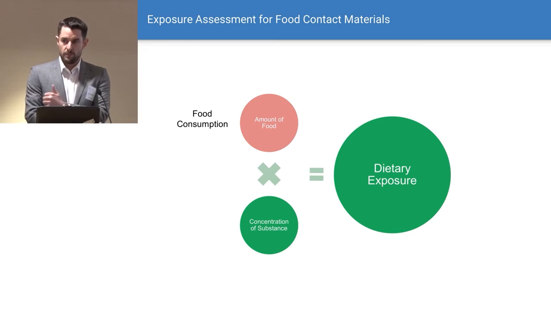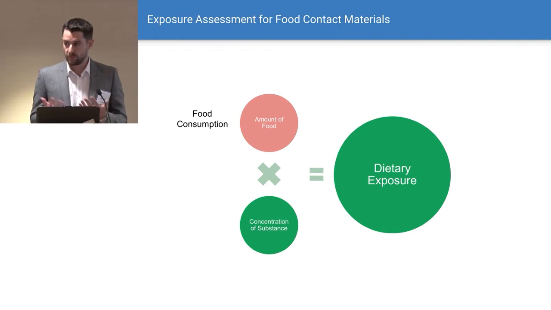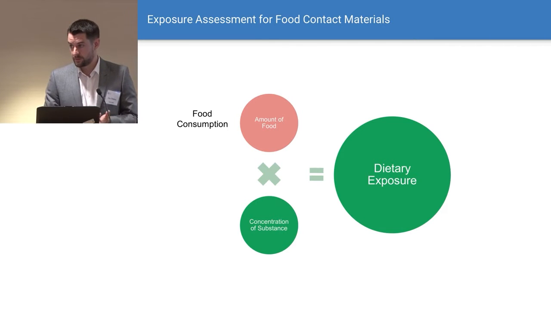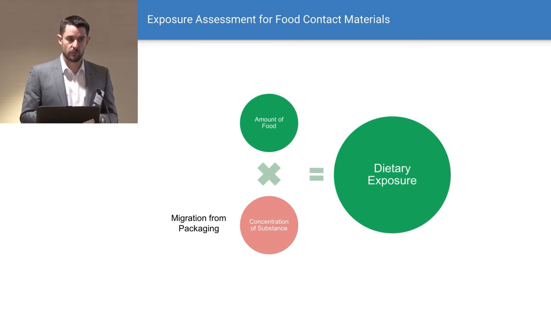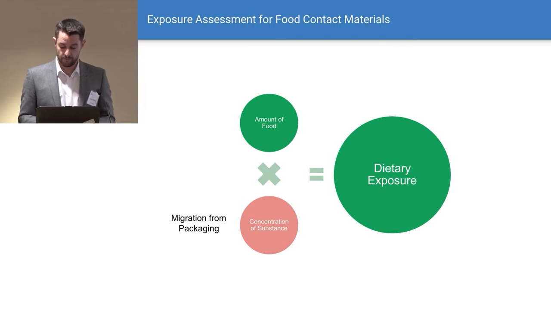So the amount of food, you want better data on food consumption. You don't want to just assume that people are consuming 1 kilo of food, or I think it was 3 kilos for an adult in the US model. And similarly, there's default factors for infants and so on. So you want better data for this. And equally, you want to know better what the level of migration from packaging is, and you want to have a realistic and refined estimate for the level of chemical in food.